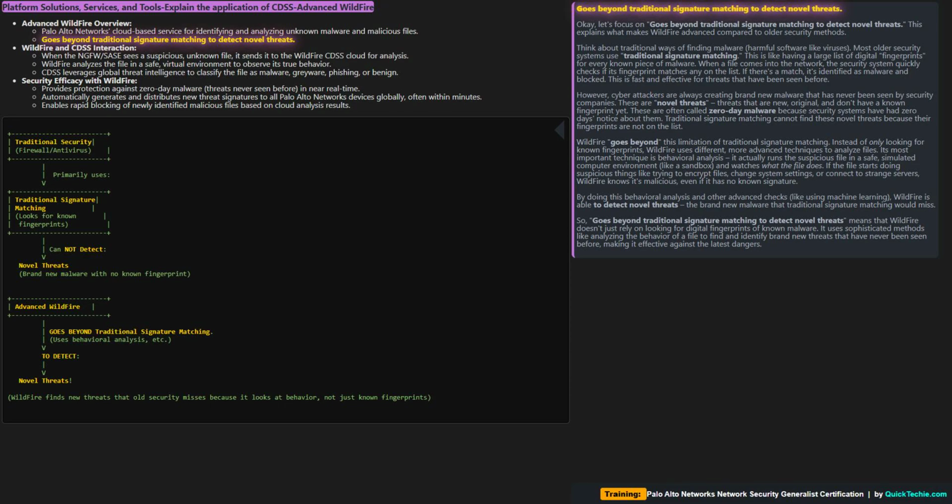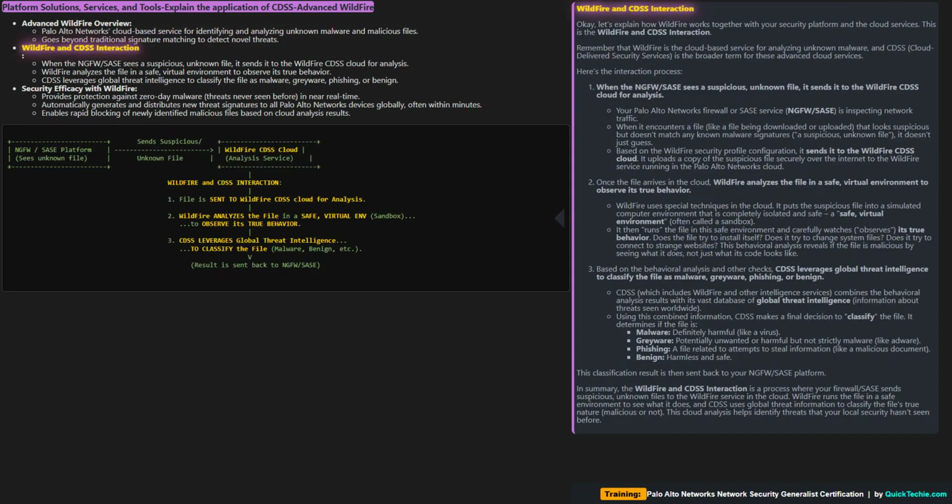So, "goes beyond traditional signature matching to detect novel threats" means that WildFire doesn't just rely on looking for digital fingerprints of known malware. It uses sophisticated methods like analyzing the behavior of a file to find and identify brand new threats that have never been seen before, making it effective against the latest dangers.